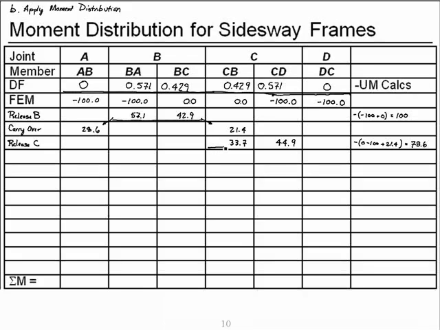And this brings node C into equilibrium, but we have carryover of moment to the other ends of those members. And so half of 44.9 will round off to 22.4 foot kips to node D. Half of 33.7 will round off to 16.8 foot kips to node B. We don't need to release node D, so let's go back to B.